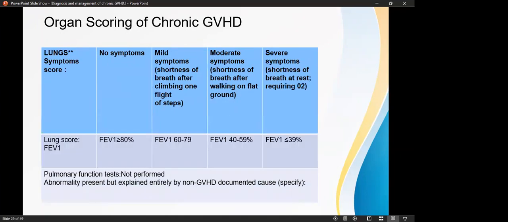While in the lungs, in score 0, there is no symptom. In the mild symptoms, shortness of breath after climbing 1 flight of steps, that will be in the score 1, and moderate symptoms, shortness of breath after walking on flat ground, that will be in score 2, while severe symptoms, shortness of breath at rest requiring oxygen, that will be in the score 3.